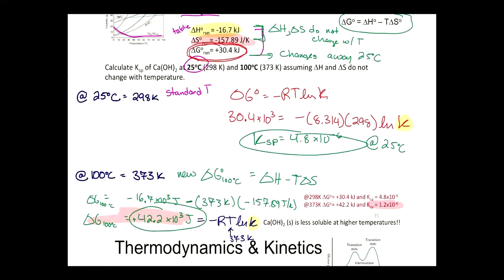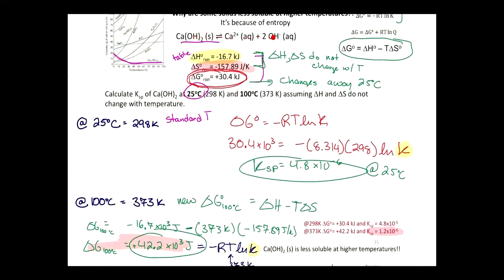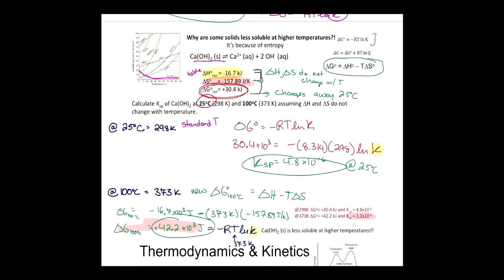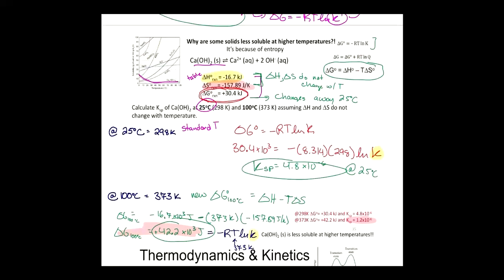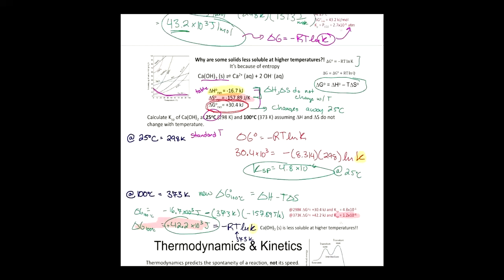That delta G at room temperature is 30 kilojoules, but at 100 degrees Celsius, it's 40 kilojoules. So this reaction becomes less spontaneous at higher temperatures, and it's because of the sign of entropy. Okay, so that's basically the hardest part of this chapter: navigating delta G, delta H, and delta S, when to use table values, when not to, and the equations related there, and how Q conditions, non-equilibrium conditions, fit in there in predicting things like Le Chatelier's principle.